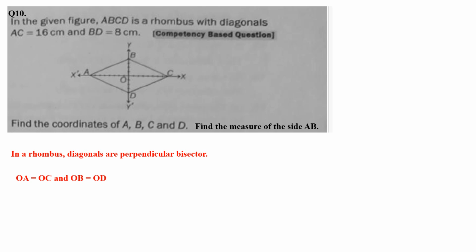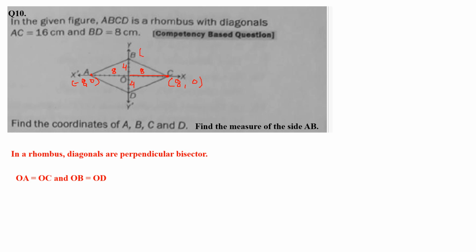So if you see here, your AC is 16, so OA will be 8, OC will also be 8 centimeter. Now BD is 8, so it will be OB will be 4 and OD will also be 4. Now the point C is on x-axis, so y coordinate is 0 and x coordinate will be 8 because this measure is 8. Now the other side also y coordinate is 0 but x coordinate will be negative 8 because this is a negative direction of x-axis.